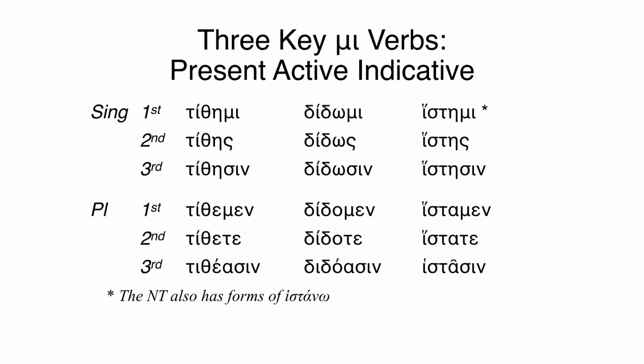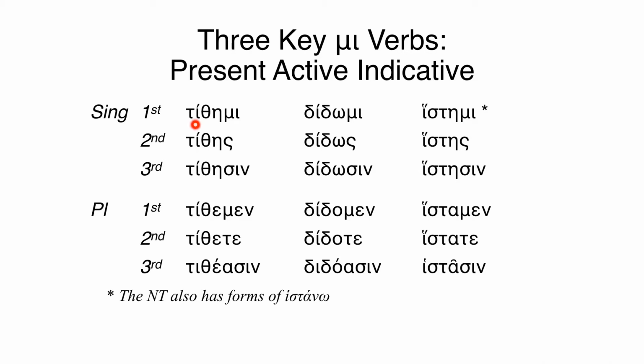Let's have a look at the table. We have three different types that vary slightly. One following tithemi, which means I place or I put. One following didomi, which means I give. And one following histemi, which means I stand. Let's look at tithemi first.